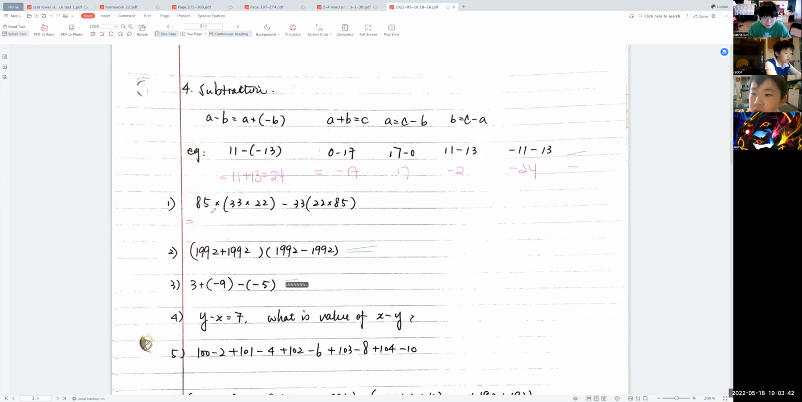Okay, so this one, 85 times 33 times 22 minus 33 times 22 times 85. Are they the same or not the same thing? It's the same thing, right? You just change the position, so that's why it's 0. Okay, so these 2, 3, 4, 5, your turn, okay?